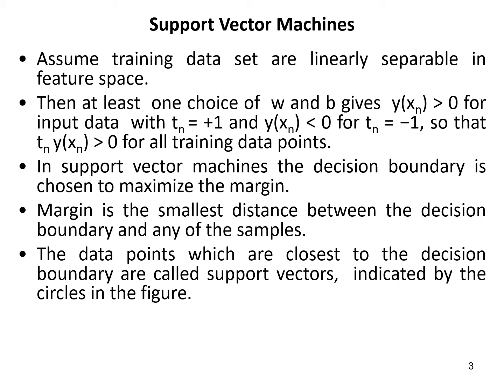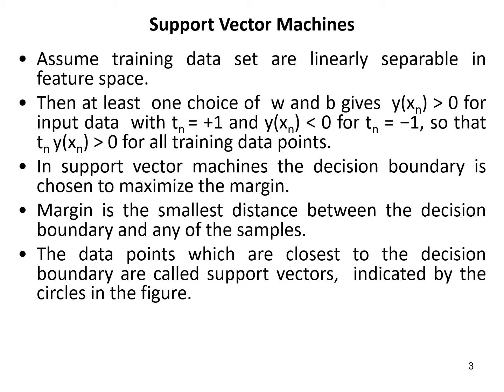Assume the training data set is linearly separable in feature space. Then at least one choice of w and b gives y(xn) greater than 0 for input data with tn equal to +1, and y(xn) less than 0 for tn equal to -1, so that tn y(xn) will be greater than 0 for all the training data points.